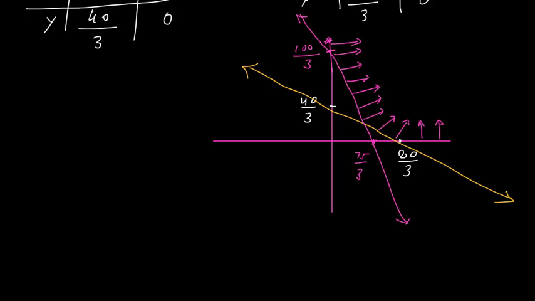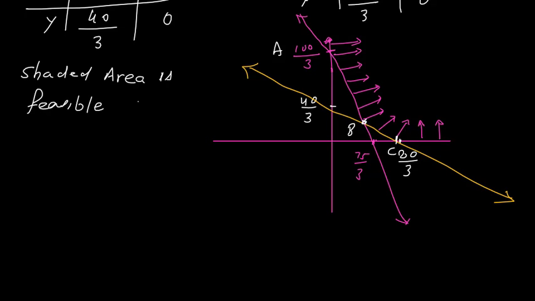If I check the corner points, I have one corner point A, one corner point here B, and one corner point here C. So to get the coordinate of point B, we have to solve these 2 inequations. Shaded area is the feasible region. It is unbounded. It is unbounded.